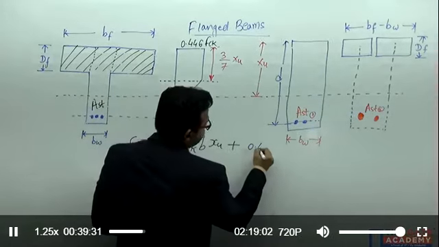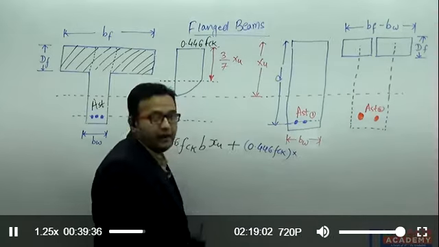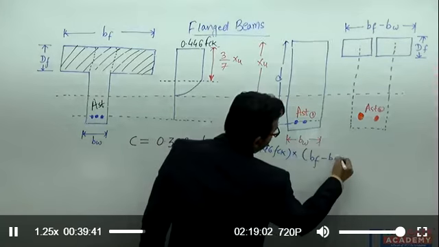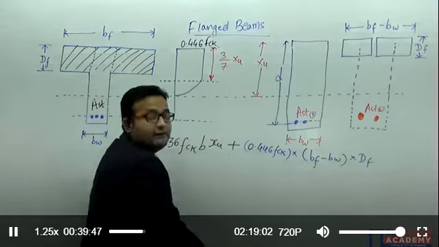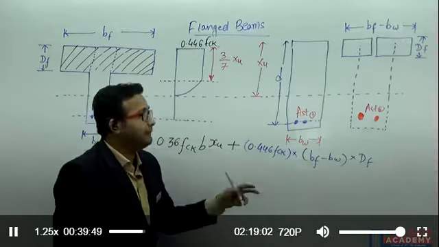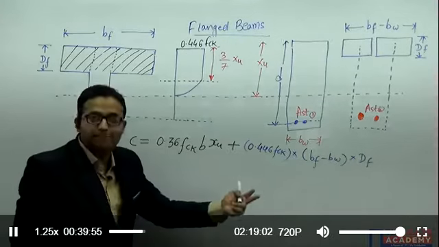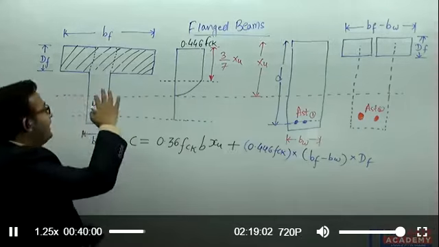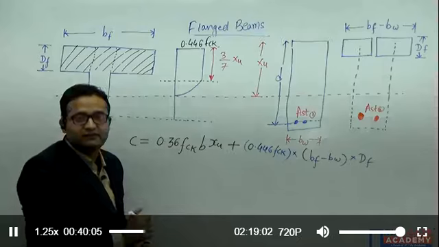So the total stress in the concrete is 0.446 FCK into area. The area of the flange portion is BF minus BW into depth of flange. So stress into area gives me the total compressive force applied by the flange portion, and this is the total compressive force applied by the web portion. If I add these two forces, definitely I am getting the total compressive force in my flange beam. In this way, I can analyze the total compressive force in the given flange section.